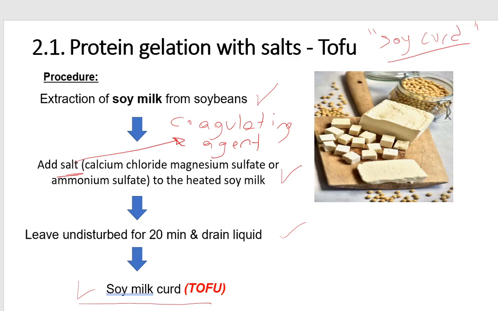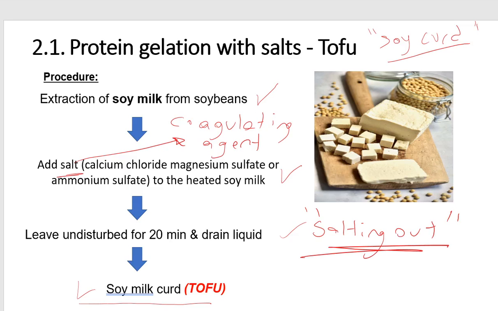So when we add salt, this salts out the proteins. So you need to describe the salting out mechanism here. Remember, there are salting in and salting out of proteins. We talked about in the lecture. So here, the salt concentration is high, so there is a salting out mechanism.